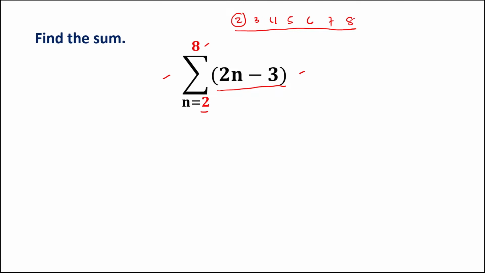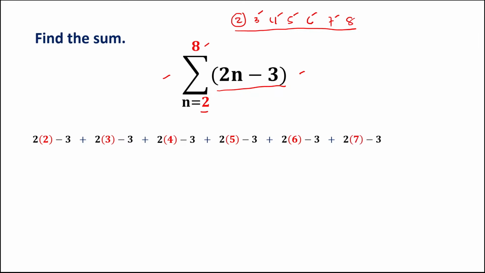So this becomes 2 times 2 minus 3. Then plus, n now becomes 3, so 2 times 3 minus 3, then plus. n is equal to 4, so 2 times 4 minus 3, then plus 2 times 5 minus 3, then plus 2 times 6 minus 3, then plus 2 times 7 minus 3. The last term is 2 times 8 minus 3.